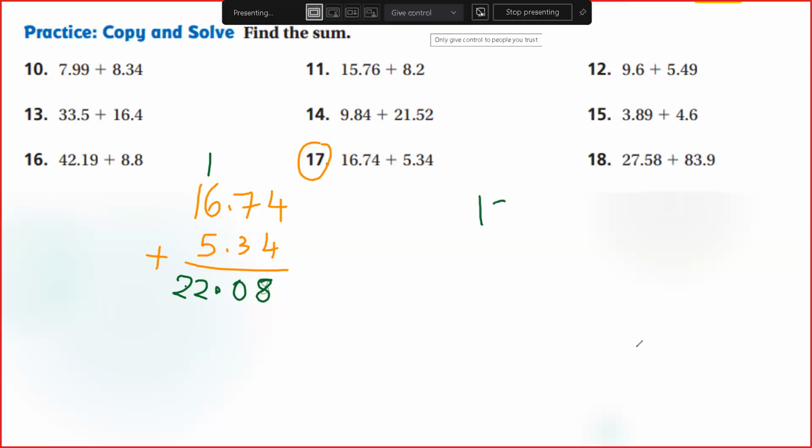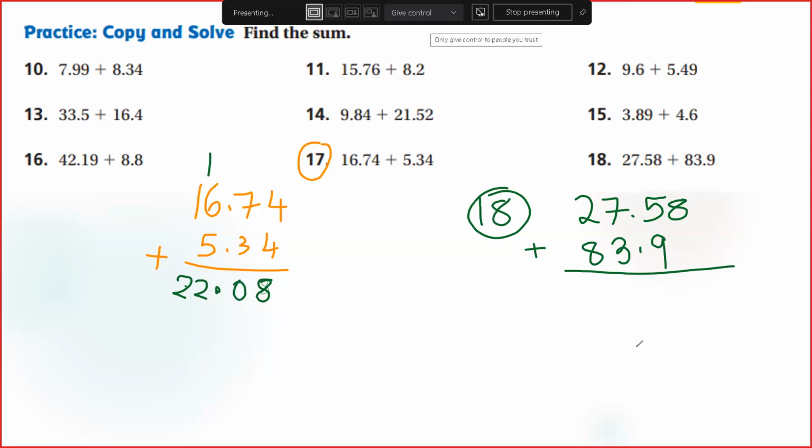So now, Sarah. Yalla, Sarah. Number 18. Yes. 27.58 added to 83.9. Okay, so 9. Bravo. And 5. Plus 1. 11.